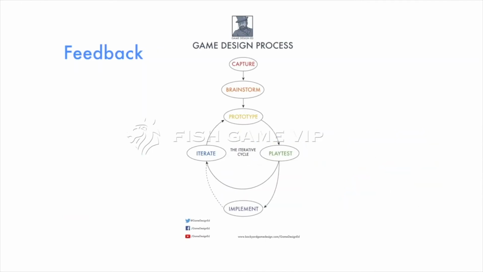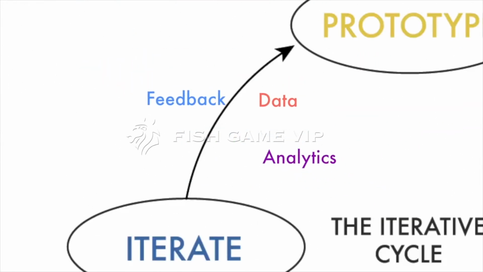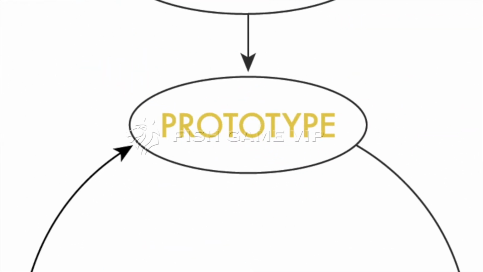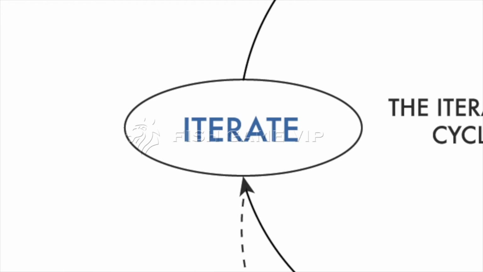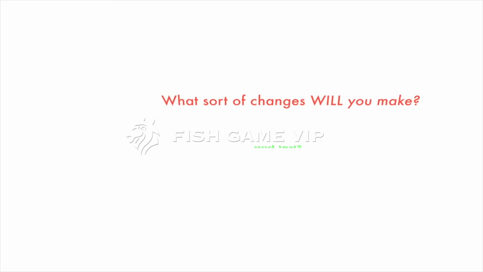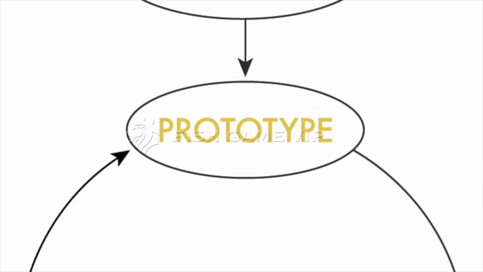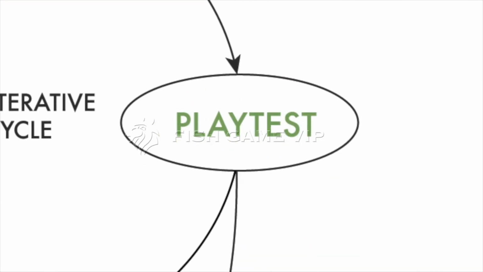You've received some feedback, data, and analytics from playtesting your prototype. Now you need to integrate some of this feedback and update your prototypes. This is the iteration stage of the design process. What can be changed? What should be changed? What sort of changes will you make and test? This brings us back to the prototype stage, where you build another prototype that improves upon your previous prototypes based on the feedback you've received in playtesting. So you take that prototype and you playtest your new prototype.